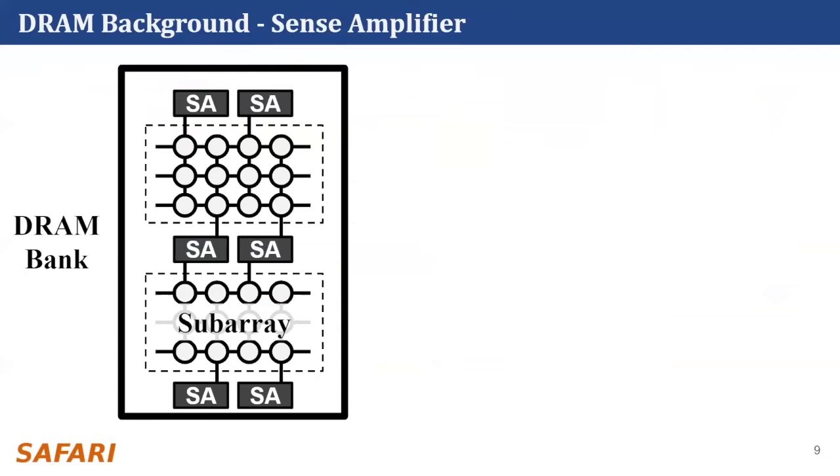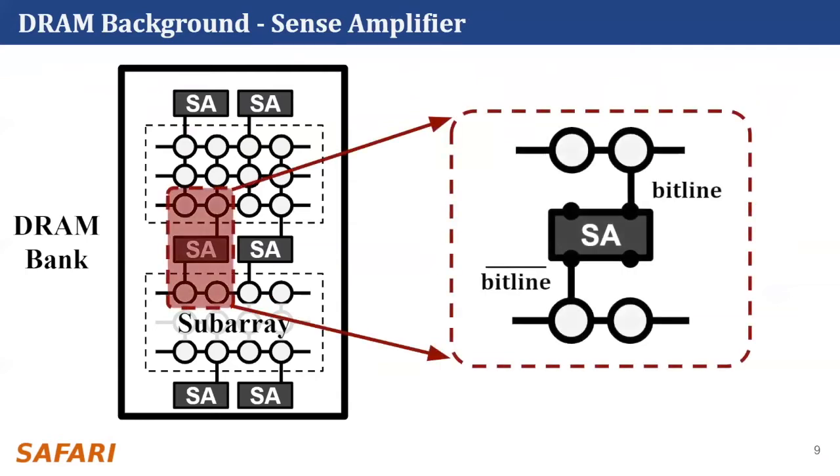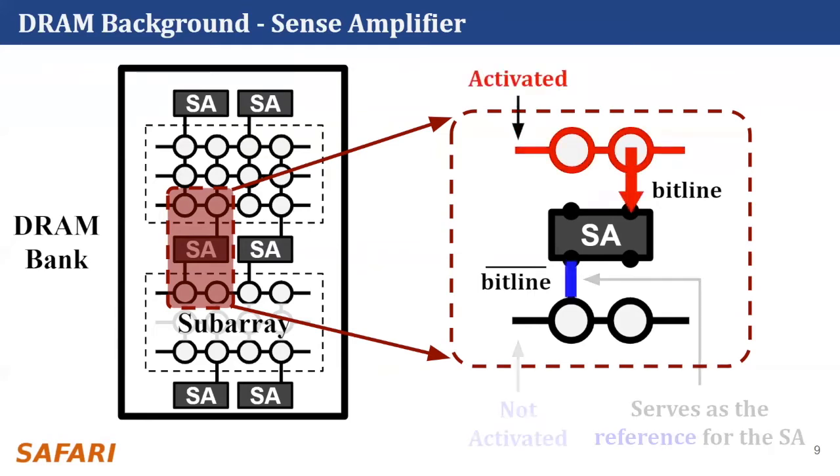The sense amplifier operates in a differential manner. It reads data stored in the cell by sensing and amplifying the voltage difference across a pair of bit lines caused by the sharing of charge between a DRAM cell and a bit line when a row is activated. During activation, another bit line in a neighboring subarray is also involved to serve as the reference of the sense amplifier.